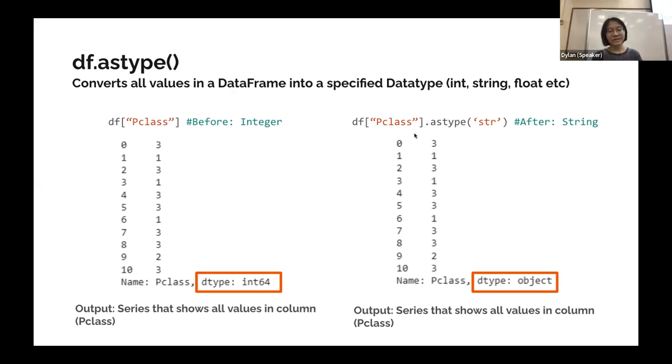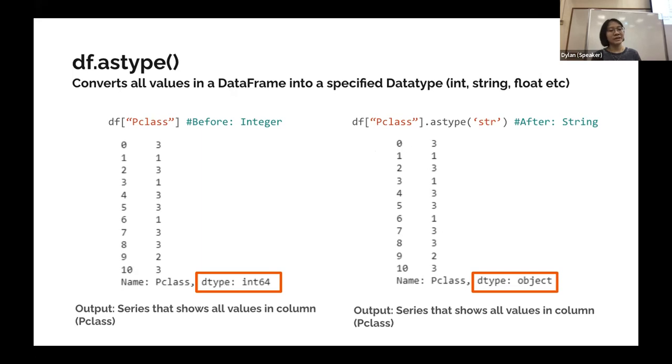What this does is that when you invoke this line, you will actually get a series object as an output, which shows that the data type is now converted to an object column. An object column can include multiple data types, including strings. This just means that you just printed out the series as it is. It doesn't really save the passenger class column in your data frame into a new column in that data frame.